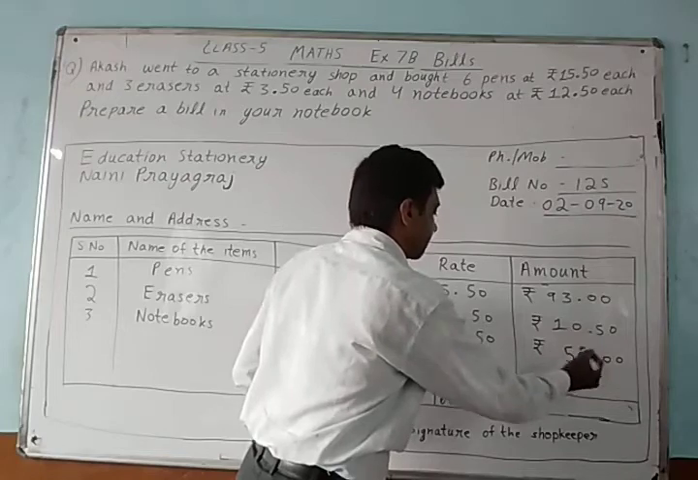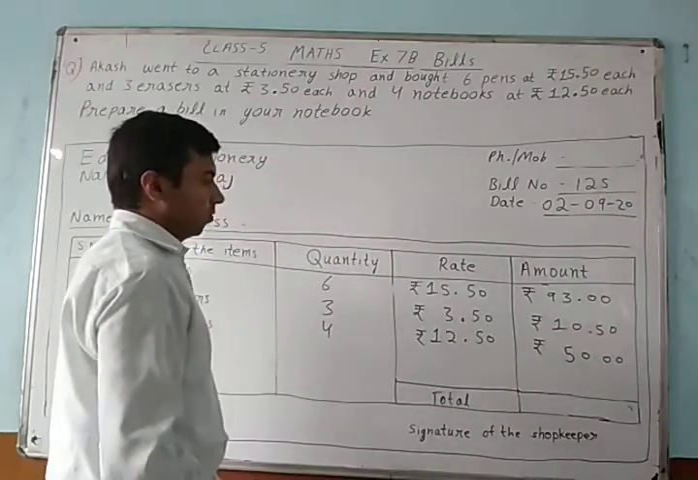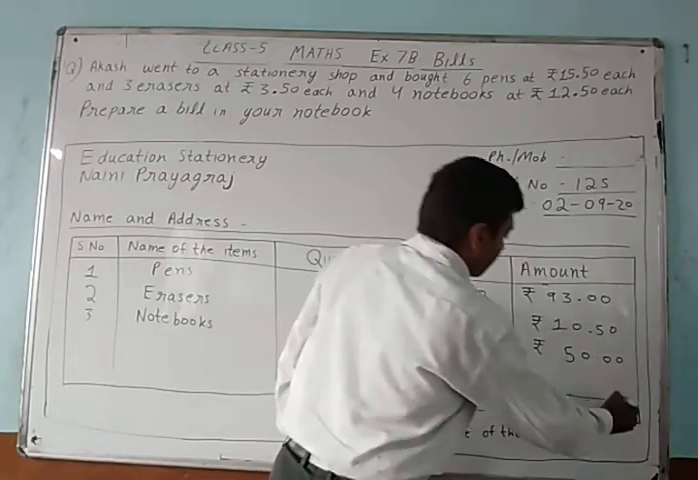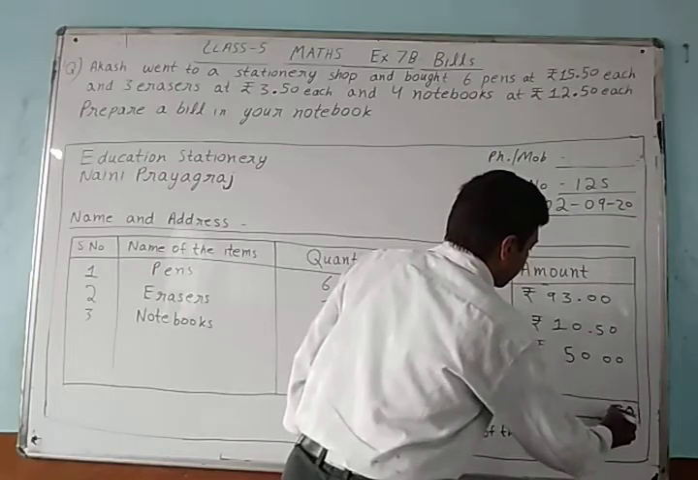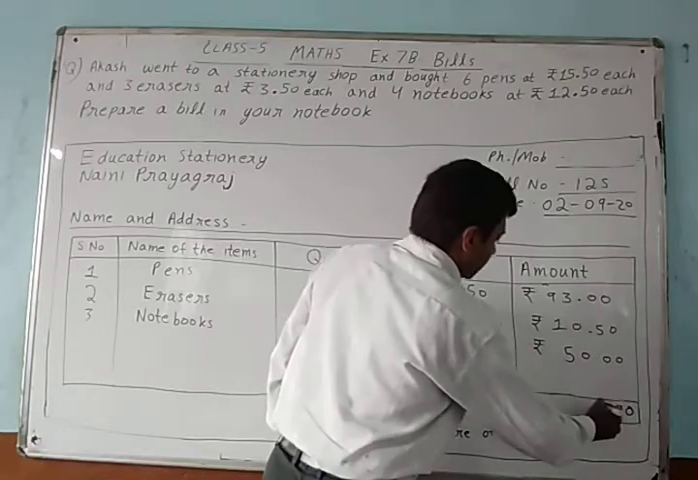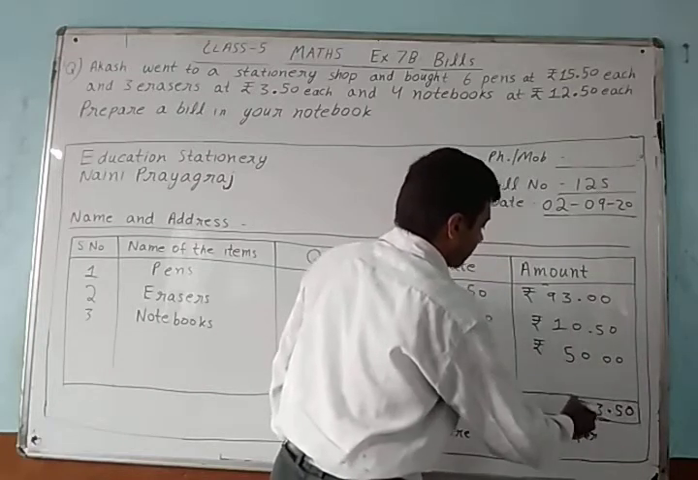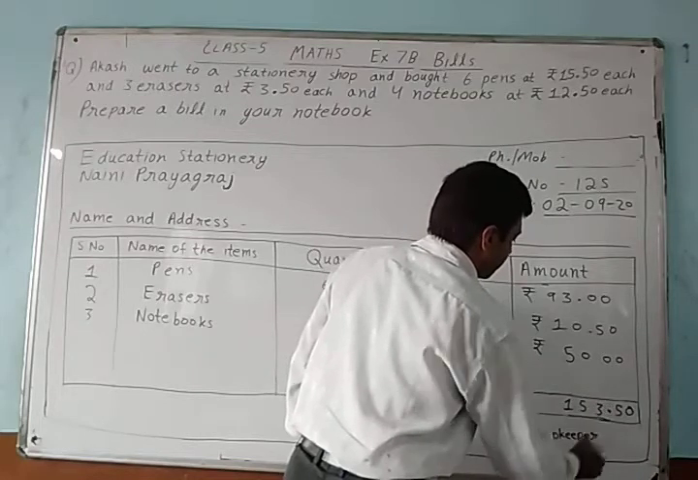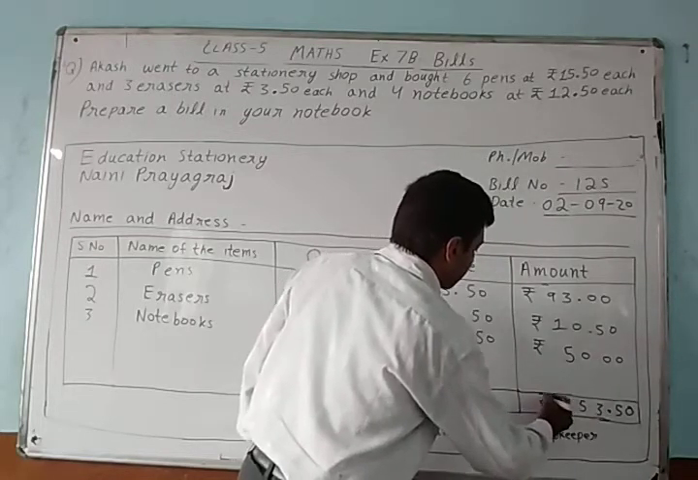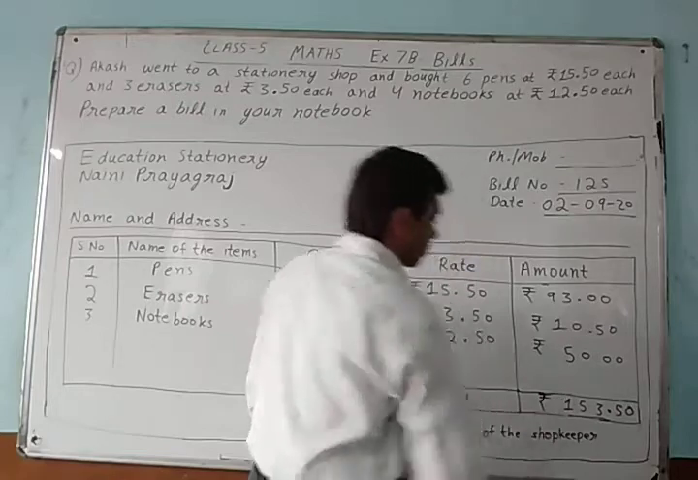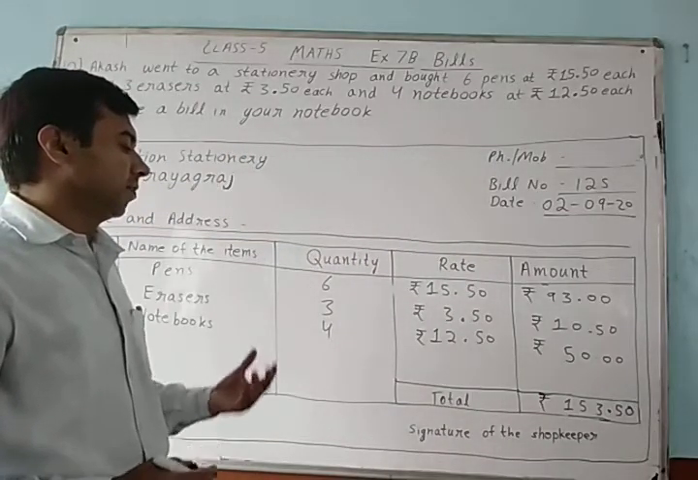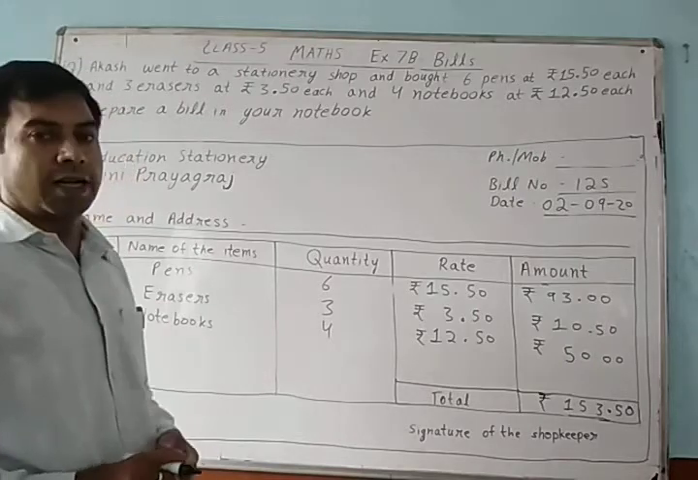Now what do we have to do? We have to add. 0, 5, 3 plus 9 is 12, 1 carry. 1 plus 0 plus 0 is 1, plus 5 is 6... the total is 153. So students, rupees 153 rupees 50 paise is the total amount.